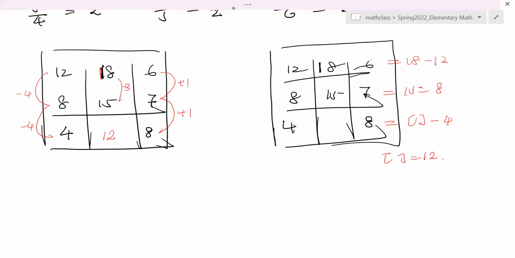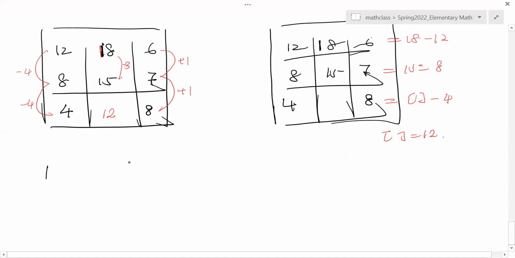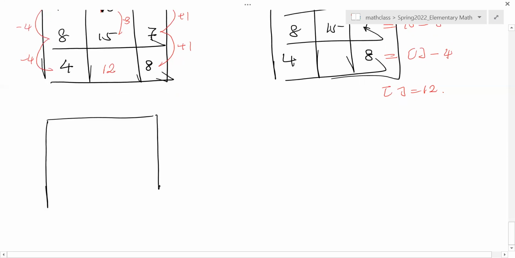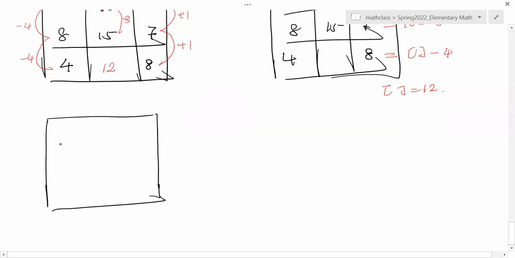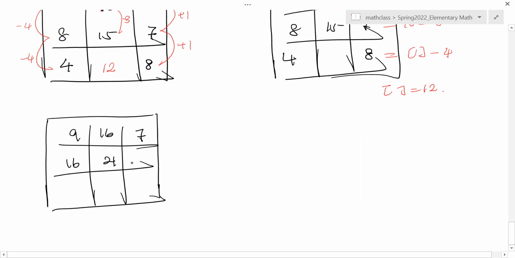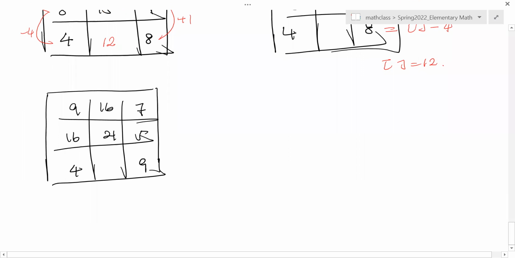So here's another one. Careful, I'm going to copy all the numbers correctly. So 9, 16, 7. Okay, 16, 21, 5. 5 and 9. This time it's 100% correct. So let's figure out the missing number.